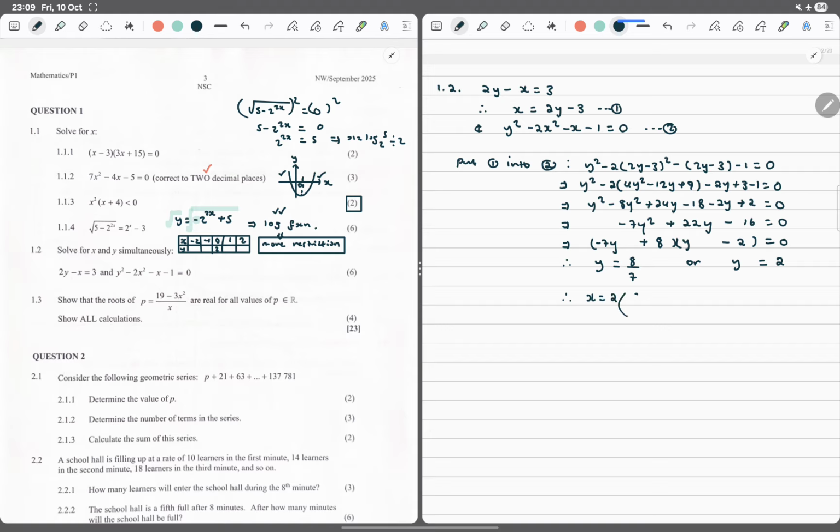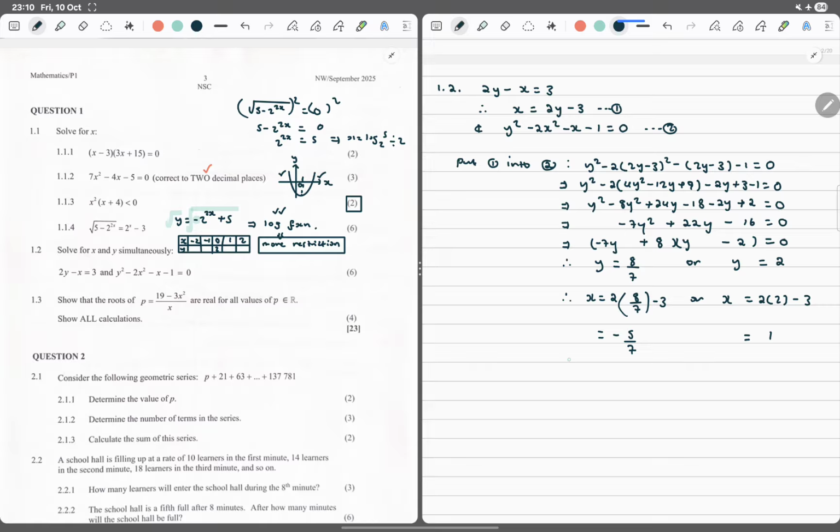x is 2 into 8 over 7 minus 3, or x is going to be 2 into 2 minus 3. So what do we have there? So let's just check it on the calculator and not waste time. We get minus 5 over 7. Here this is just 1.